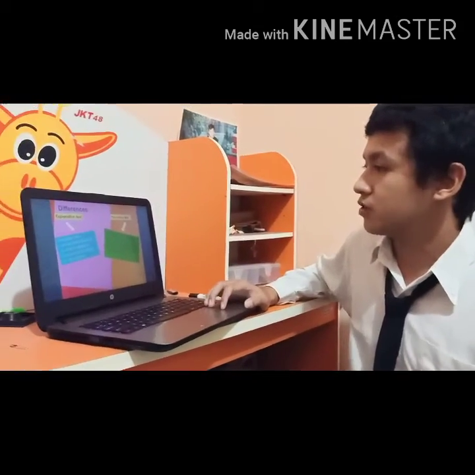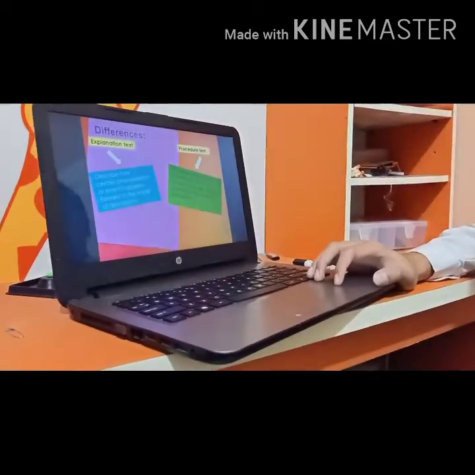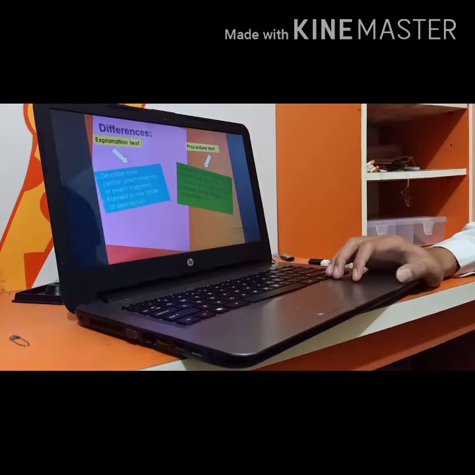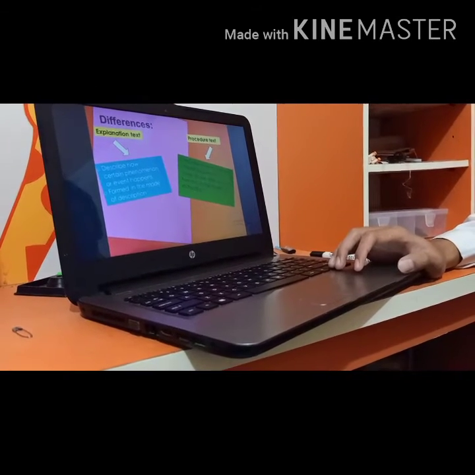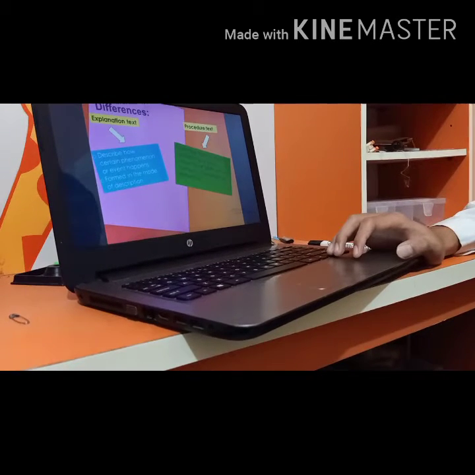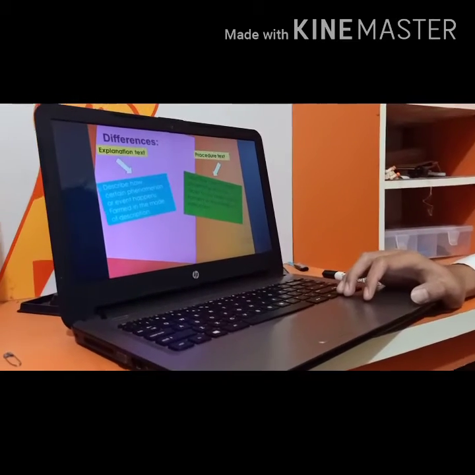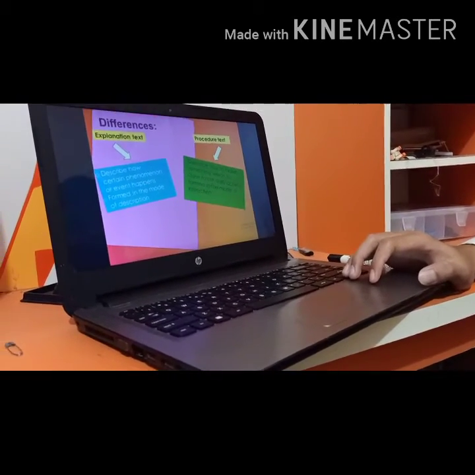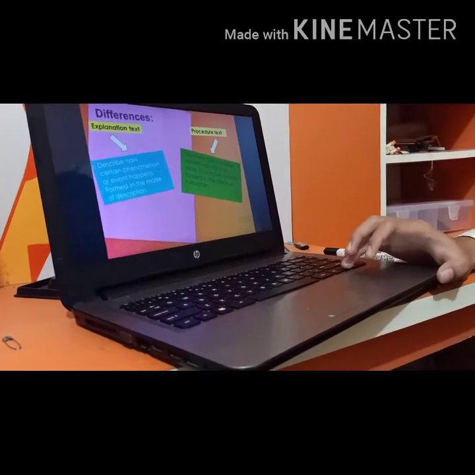First, explanation text describes how a certain phenomenon or event happens. Second, it is formed in the mode of description. The procedure text describes how to make something which is close to our daily activity. Second, it is formatted in the mode of instruction.